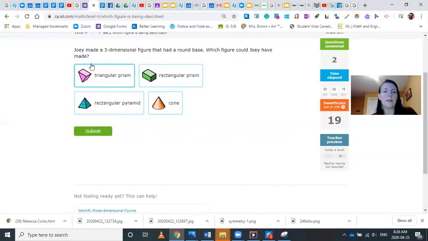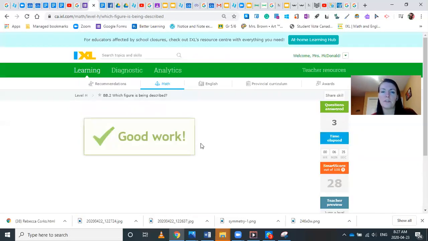All right, last one. Joey made a 3-dimensional figure that had a round base. Which figure could Joey have made? A round base. Okay, all of these ones have flat sides. The cone is the only one that has a round base. So the cone is the answer for that one.